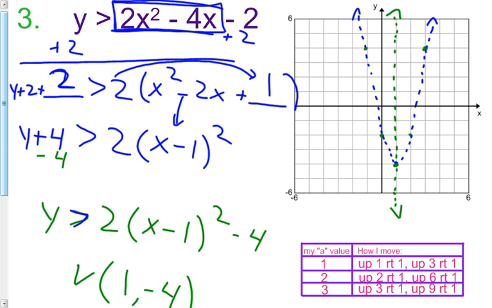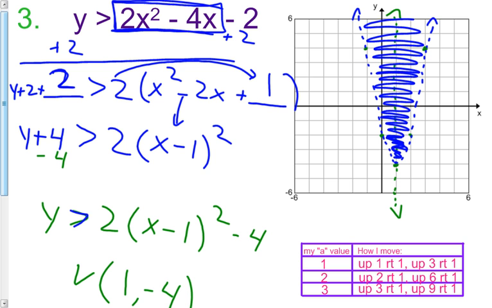If it's greater than, it's going to be everything inside my parabola, or everything above my vertex as I go up, and then I just stay inside my boundaries. So my shading is everything in here.